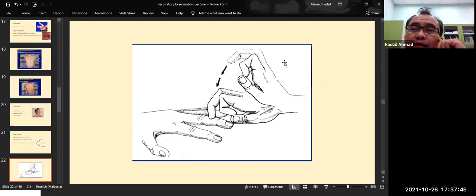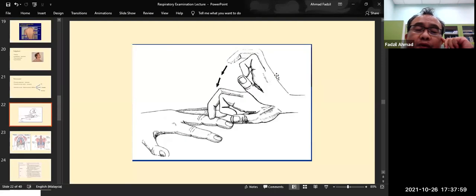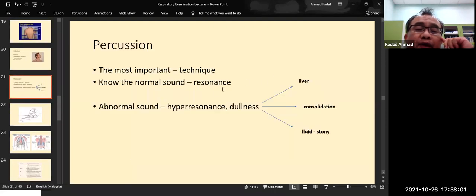You can practice on your own. You can percuss the table, the wall. You can feel the difference in sound. So the important thing is the sound. So you see the technique. Then you must still know the normal sound, resonance. So you have to practice on your own, on your patient, on yourself or your friends to know this is normal. Only then you know the abnormal sound.